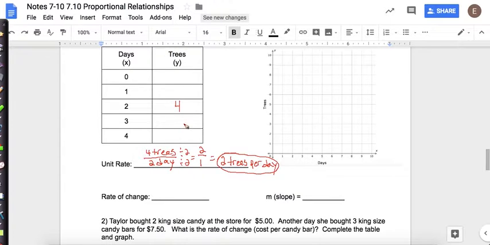Okay, now we can go ahead and, if we know it's 2 trees per 1 day, that means how much for 1 day, so we can fill this in as 2. We know if there's 0 days, then they're not going to make any trees. And then in the original problem, it said 3 days, cut down 6 trees, and then 4 days, how many trees do you think they would cut down? Good, 8. So we can graph that, 0, 0 right here. 1, 2 would be right here. 2, 4 would be right here. 3, 6 would be right here. And 4, 8 would be right here.